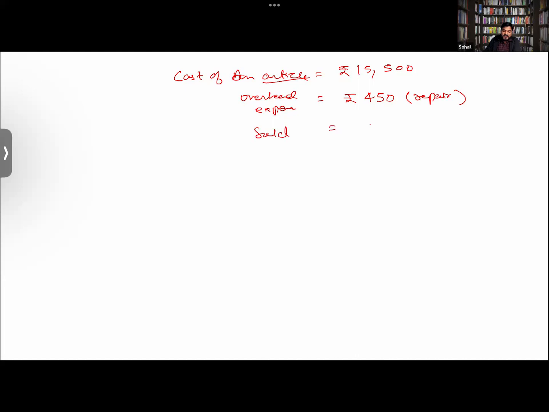Consider that the cost of an article is rupees 15,500. Now let's say some overhead expenses were incurred on it. Overhead expenses on that article were 450 rupees. Let's say we spent it on repair. Now it was sold at a profit of 15%. Now you need to find what was the selling price of the given article. Okay, sir.